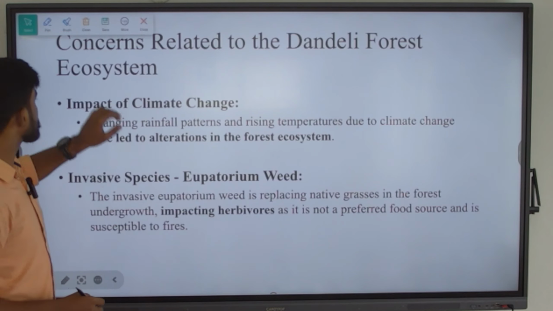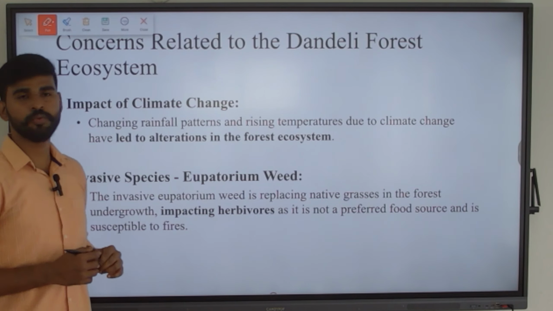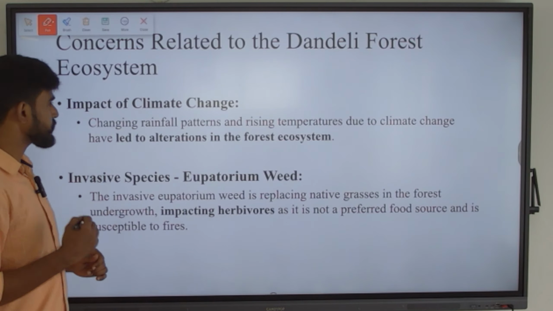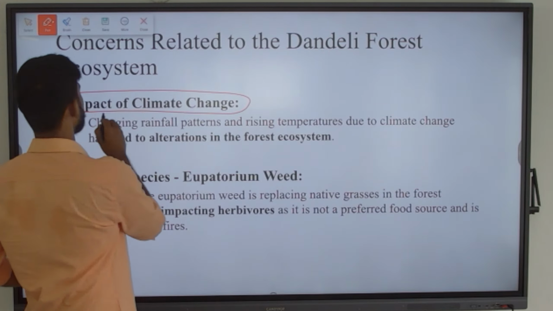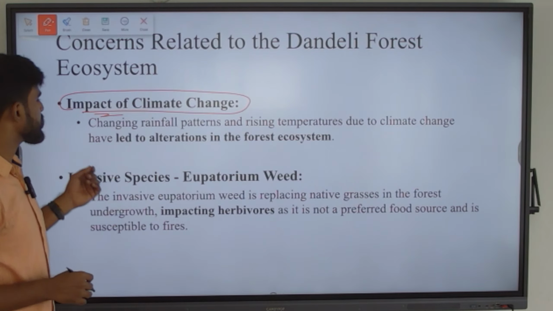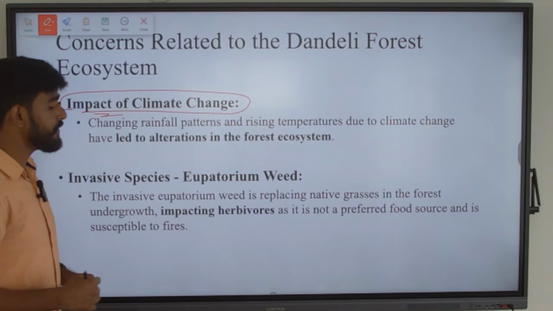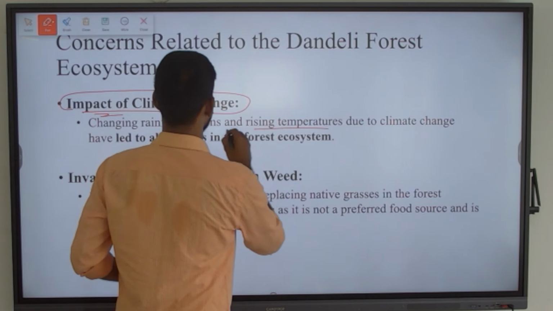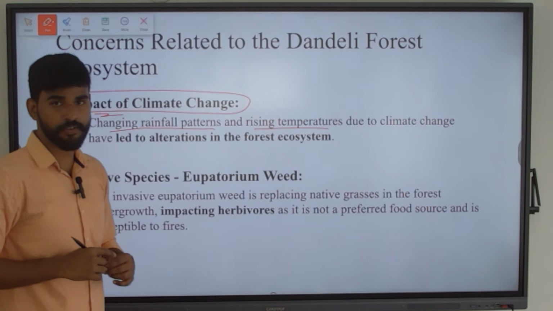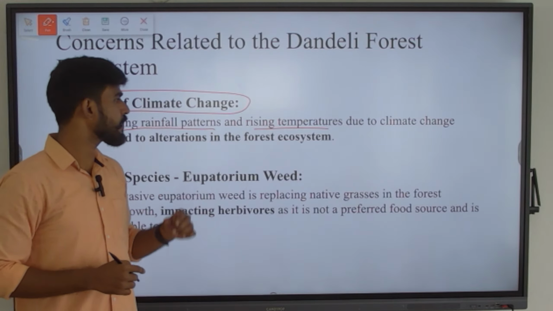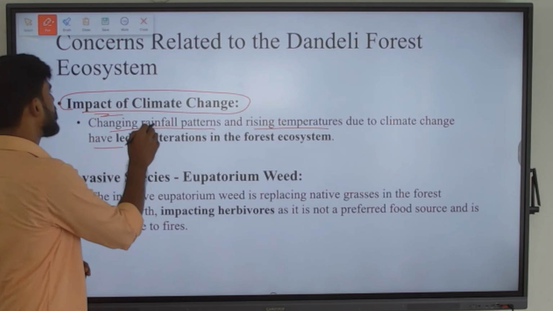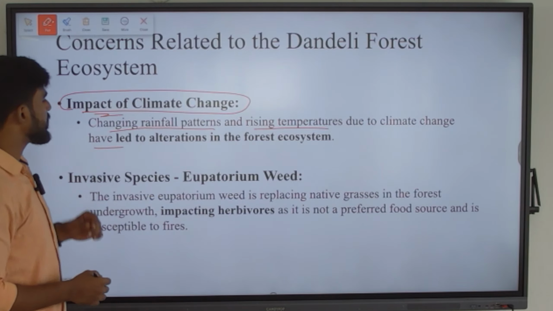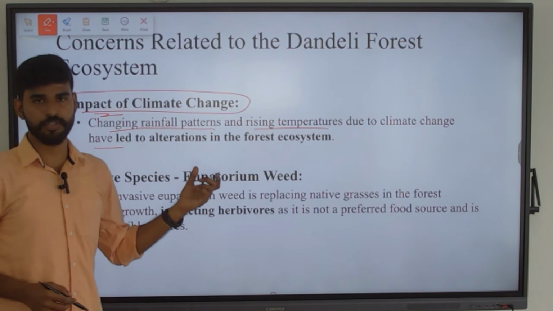Next, what are the concerns related to this DANDELI forest ecosystem? First thing is the impact of climate change: changing rainfall patterns and rising temperatures. There is a change in rainfall pattern as well as a rise in temperature due to climate change, which is affecting this forest. It has led to alterations in this forest ecosystem.